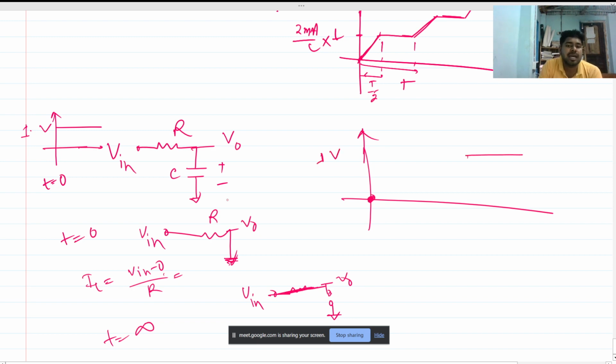We know that the charging of a capacitor is always exponential, if there is a finite current, that is, not an infinite current. So what will be the form? It will be like this. This is the charging of a capacitor, with V out on this axis and T on this one. The charging always happens in exponential form.